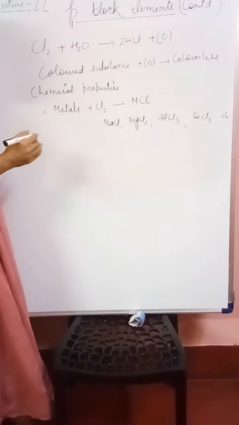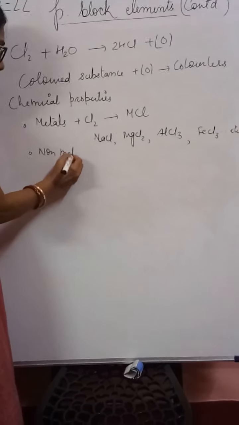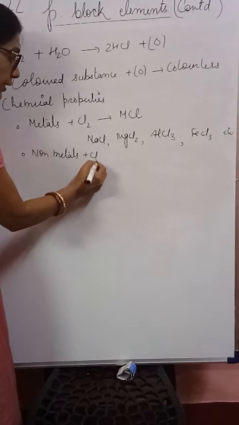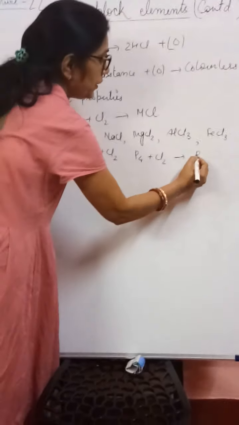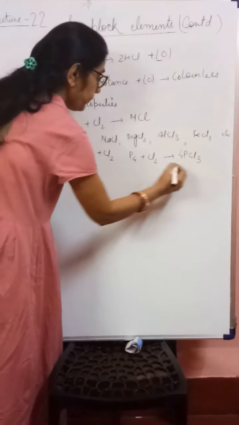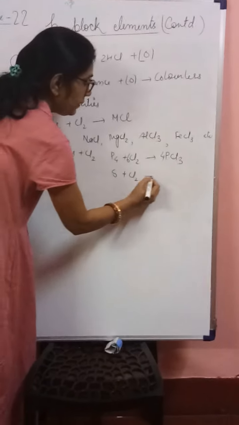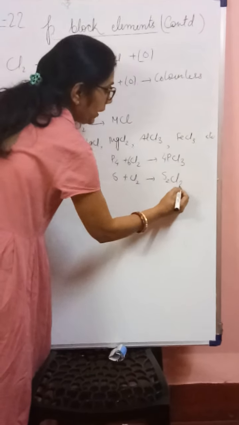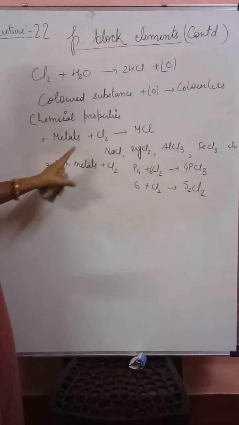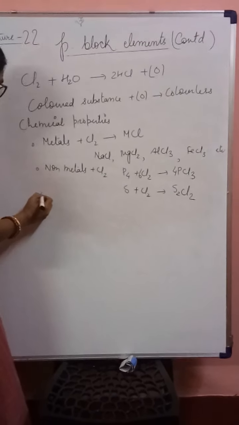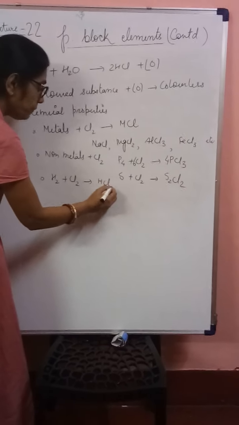And non-metals also react with chlorine. So non-metals plus chlorine, as for example, phosphorus with chlorine forms PCl3. Sulfur with chlorine forms sulfur monochloride, and so on. So this is the reaction with metals and non-metals. Now with hydrogen, when it reacts, it forms HCl.